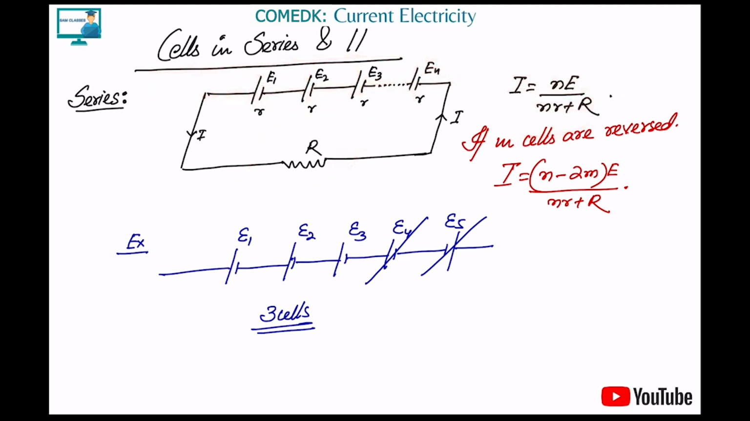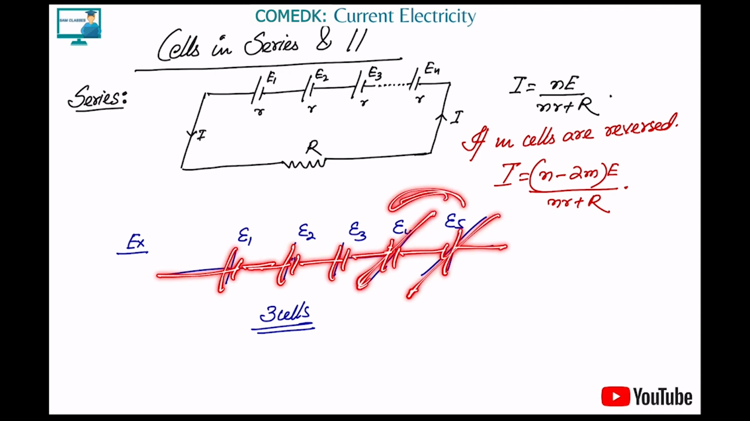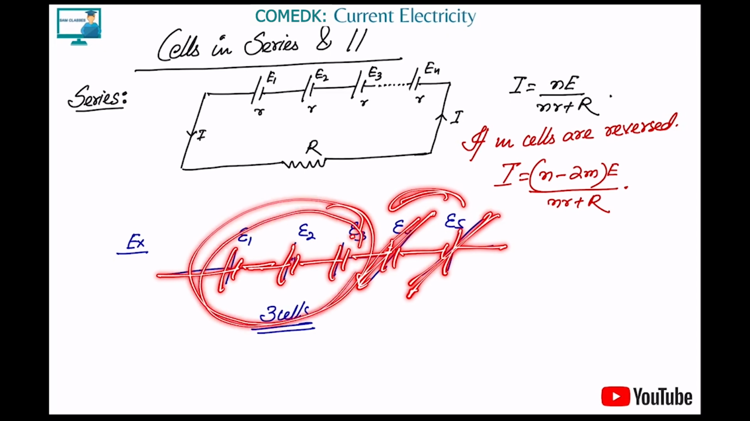Now, a very important question. You have, let's say, 5 batteries. Out of these, 4 are in series connection and one is opposite. So what will happen? This E5 will cancel the E4 if they are both identical. E5 and E4 will be cancelled. So how much will be left? Though we have 5, 2 of them got destroyed because one was positive, one was negative.